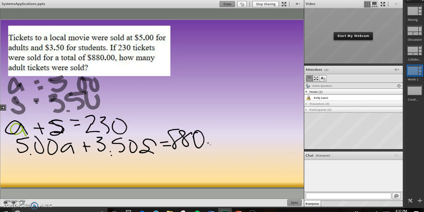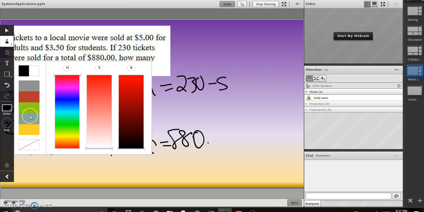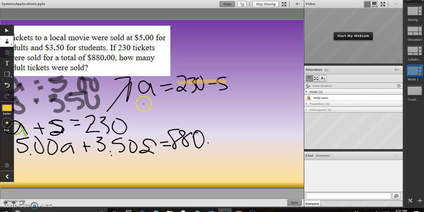All right, so before we did elimination, I'm going to do substitution this time, and I'm just going to solve for A. So that means A is 230 minus S. If A is 230 minus S, I'm going to plug in 230 minus S. So I'm going to do 5 times (230 minus S) plus 3.50S equals 880.